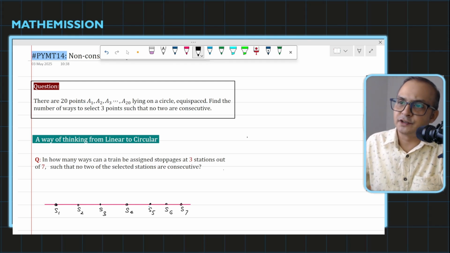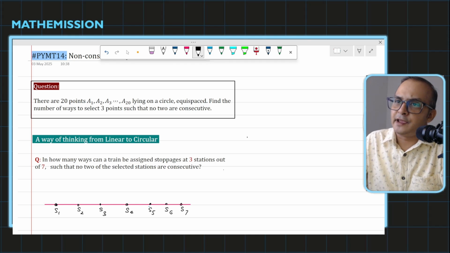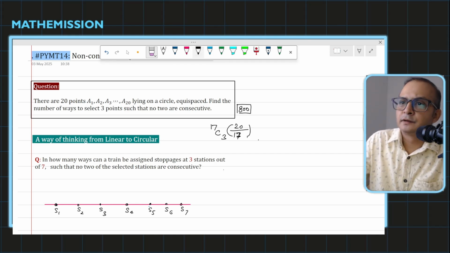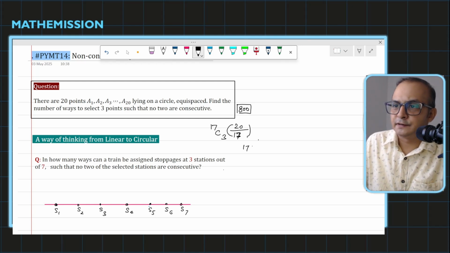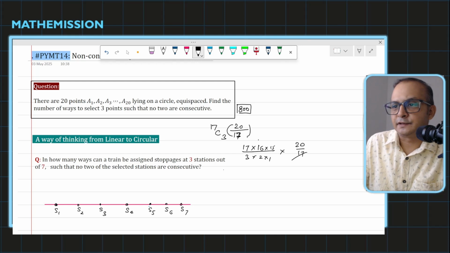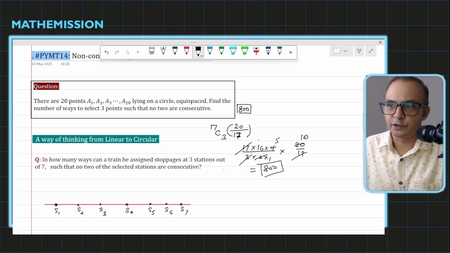The answer for this question is, I think, 800 perhaps. So let me calculate it. 17, 16, 15, and that is 3, 2, 1. And here 20 by 17, the 17s cancel, and I have 3 fives are 15 and 2 tens, okay, so 80 and 800. So in this way, any formula you apply, you will get the same answer.